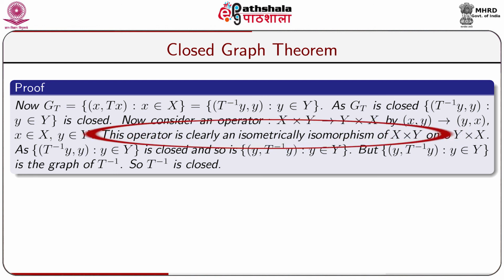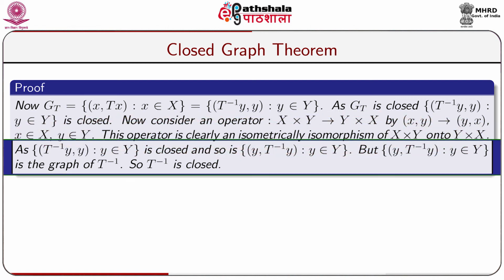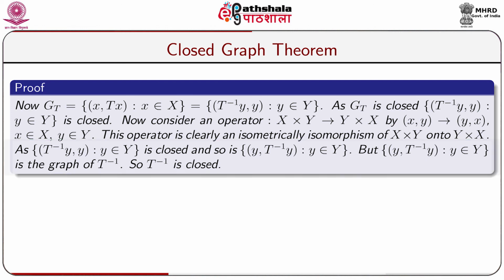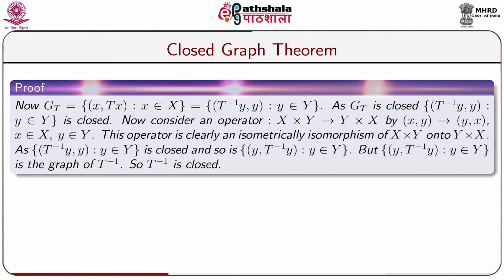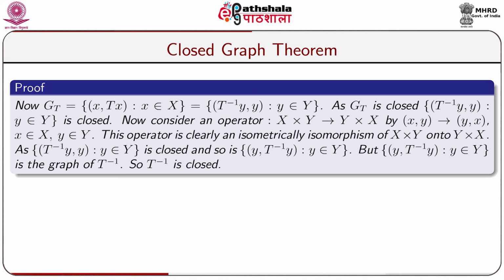This mapping is clearly an isometric isomorphism of X cross Y onto Y cross X, and the set, which is the collection of all elements taken pairwise, that is T inverse y comma y, where y runs in Y, is closed, and so the set y comma T inverse y, where y is taken from capital Y, is closed. But the set y comma T inverse y, where y is taken from capital Y, is the graph of T inverse, so T inverse is closed.